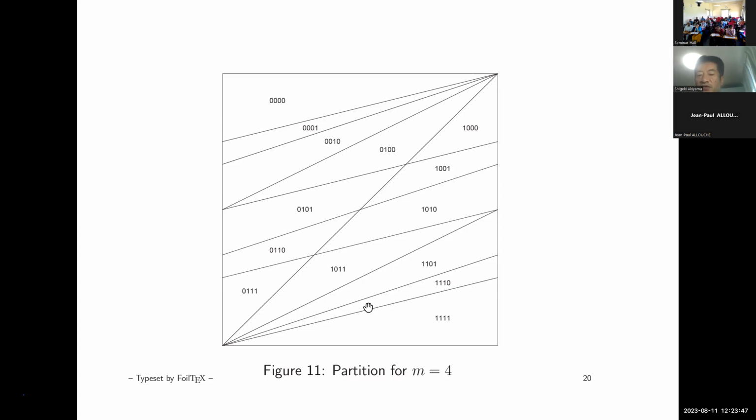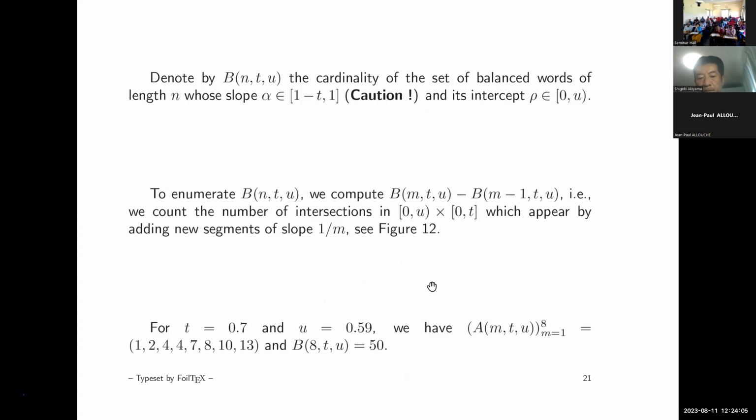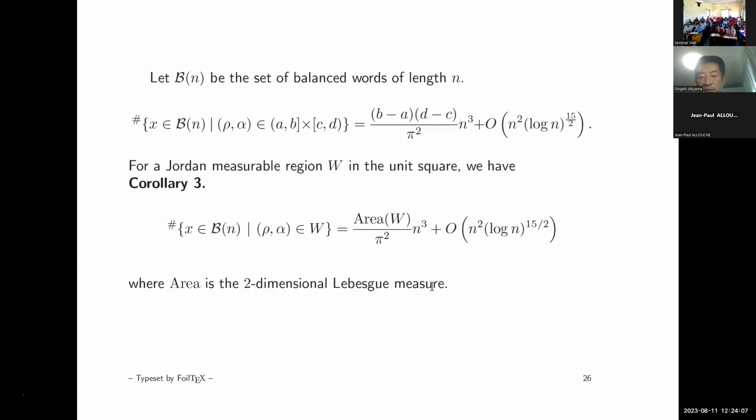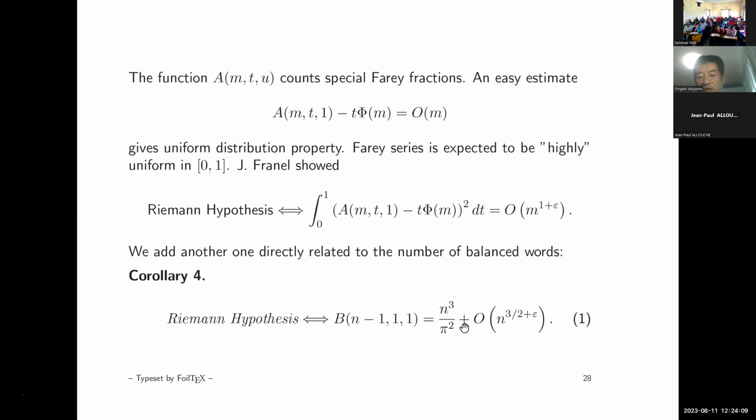So this formulation is very, very simple. We just cut off by these balanced words, and then we only need to count the number of cells that appear in this picture. I did some experiments by computer. It seems that this error is really small. So this is really accurate.